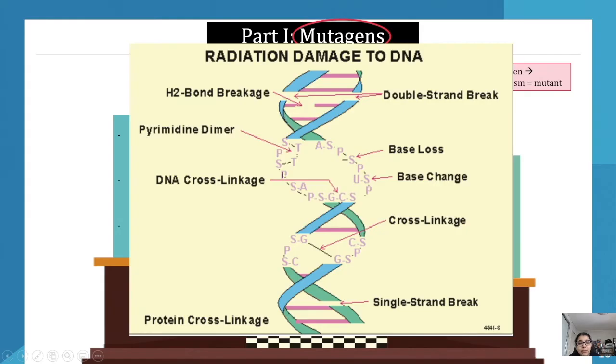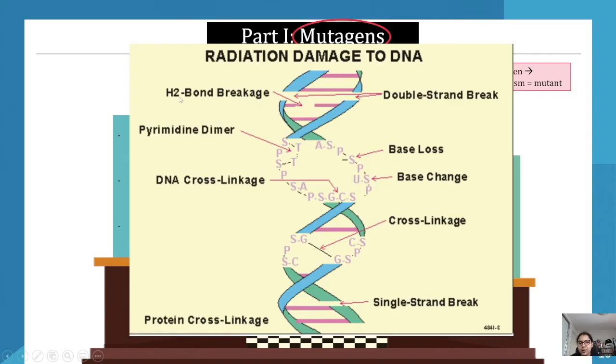There can also be pyrimidine dimers, which is when you can see the bases turn inwards to connect to one another instead of connecting straight across. There can be a loss of bases, base change, and cross linkage can also happen. There can be single strand breaks and also protein cross linkage. So there are lots of things that can happen here. I would say to really know pyrimidine dimers, what they are and how they happen.